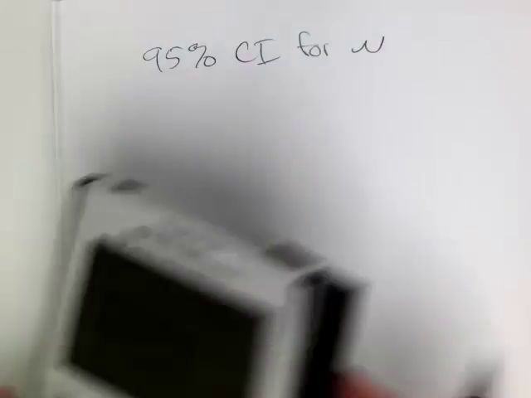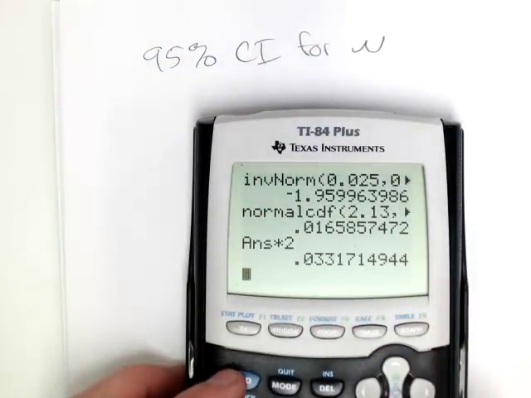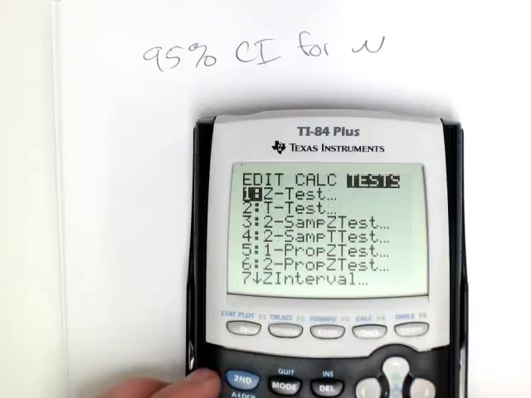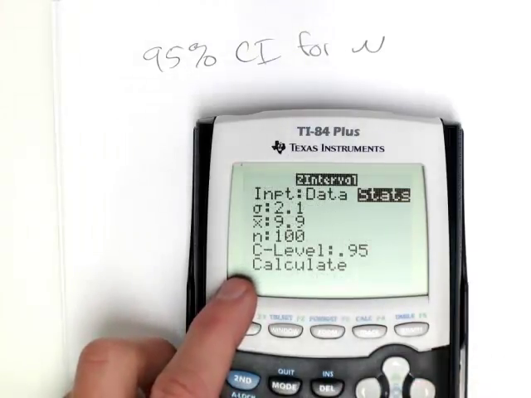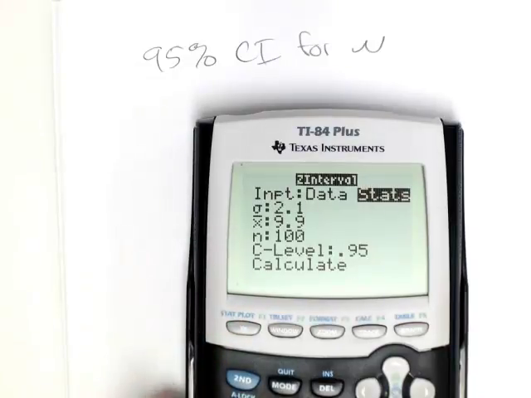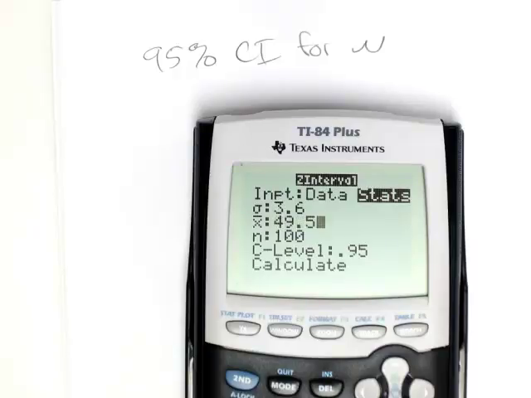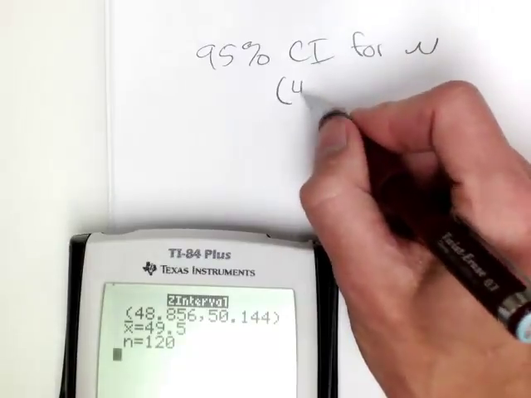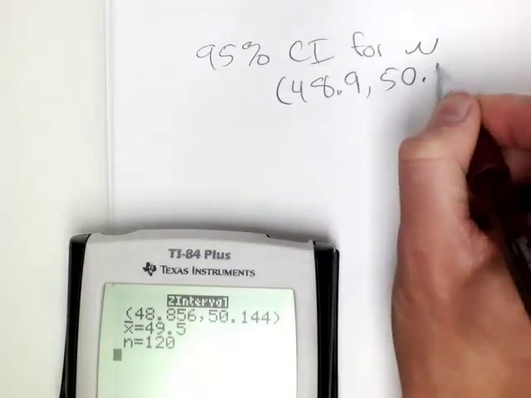I'm going to use my calculator for that. Again, I'm going to go to Stat, then Tests, and go to Z interval. Either I have the raw data or the summary statistics, which is what I have in this case. So I'm going to select Stats and put in the information given. My standard deviation was 3.6, my sample mean was 49.5, my sample size was 120, and my level of confidence is 0.95. Then I press calculate. My confidence interval goes from about 48.9 up to 50.1.